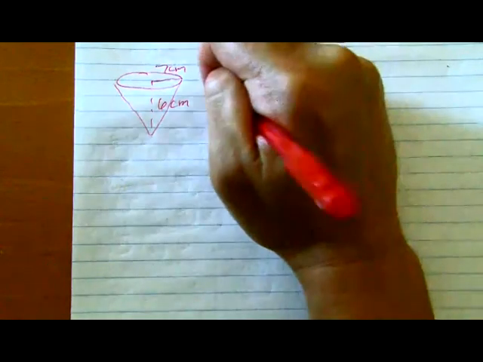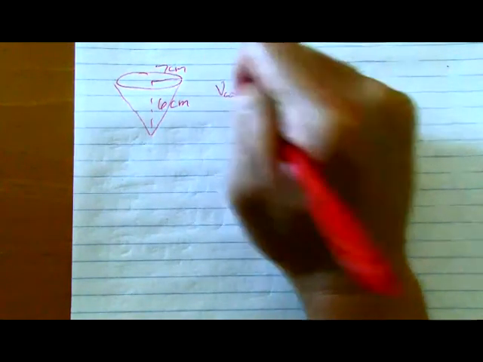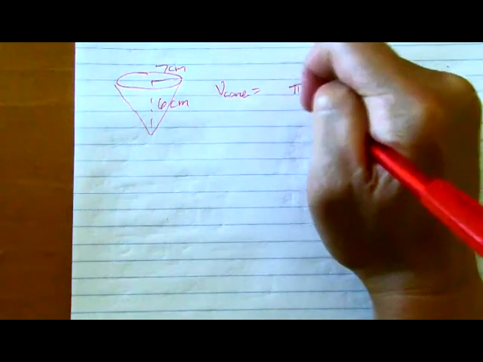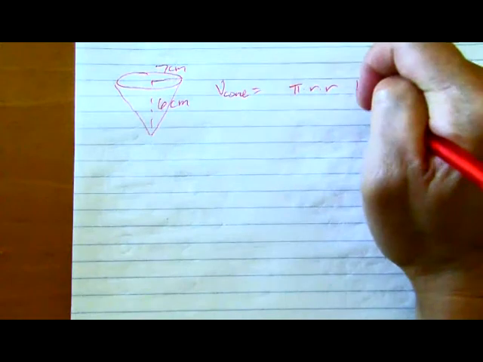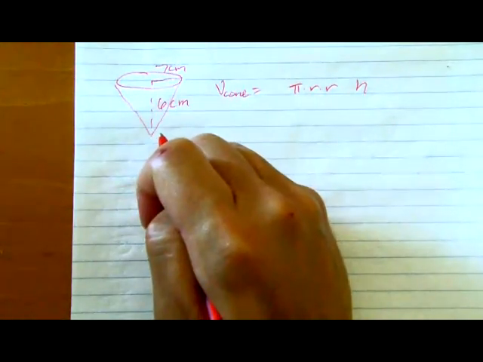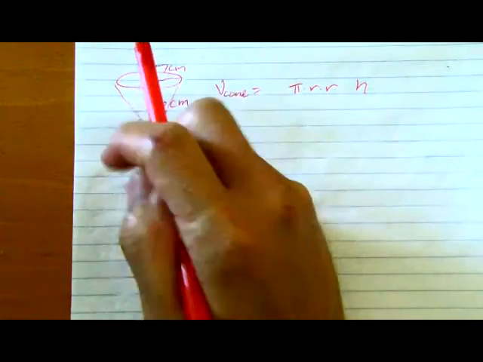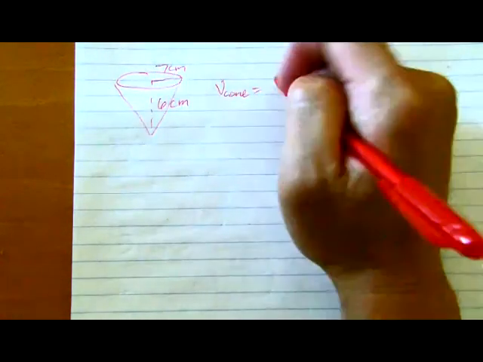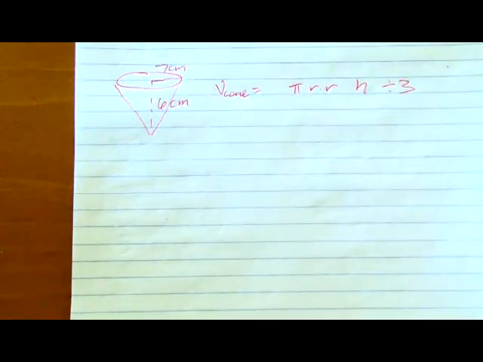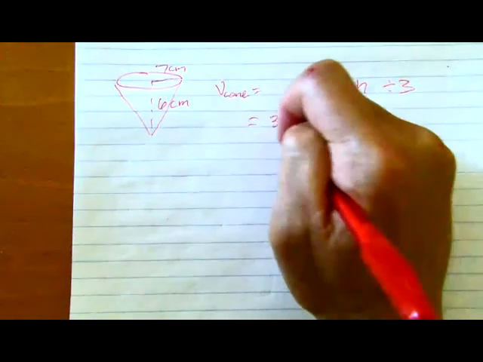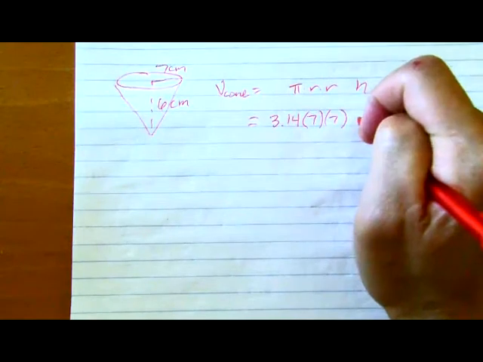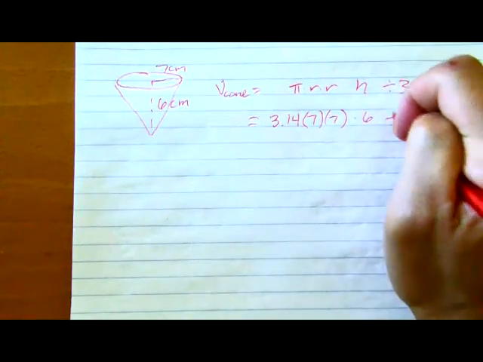So same idea. The volume of a cone. It's like a cylinder. So pi times radius times the height. But when we did the experiment in class, it'll fill up 1/3 of a cylinder, same dimensions. So we're going to take this and divide by 3. 3.14. The radius is 7, so 7 times 7. The height is 6. But then we'll divide by 3.